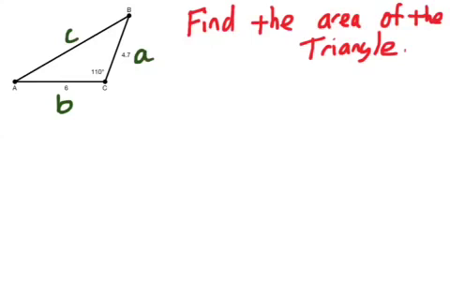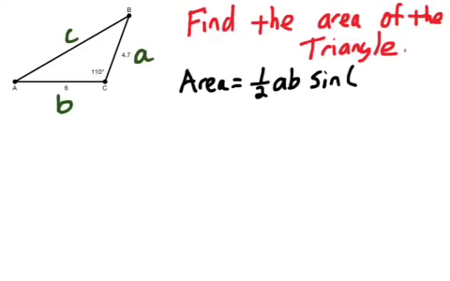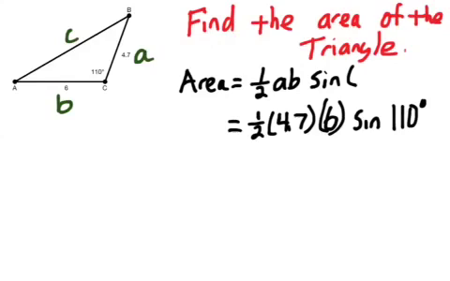And it's going to be 1/2 ab, because those are the two sides we know, and the included angle will be C. So my equation is going to be area equals 1/2 ab sine big C. Plug everything straight in. So 1/2 times 4.7 times 6 times sine 110. We can plug that straight into a calculator, and it's going to give me 13.2.